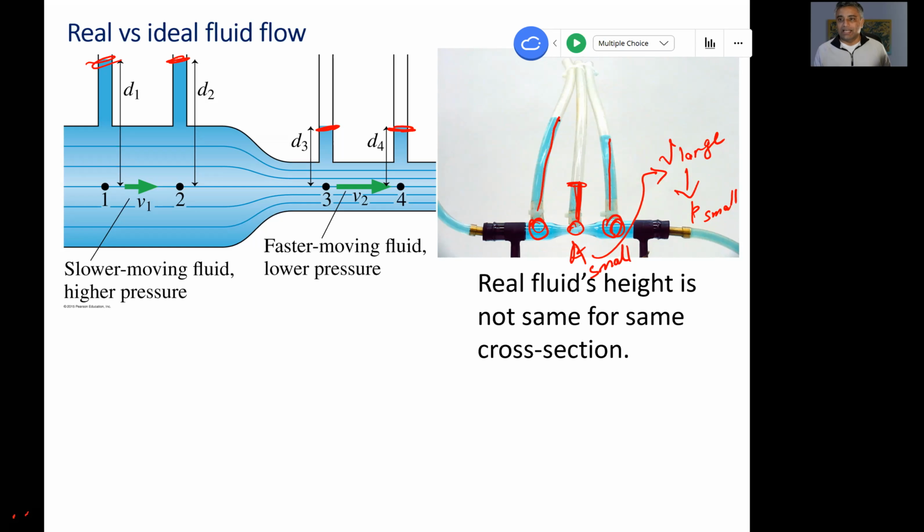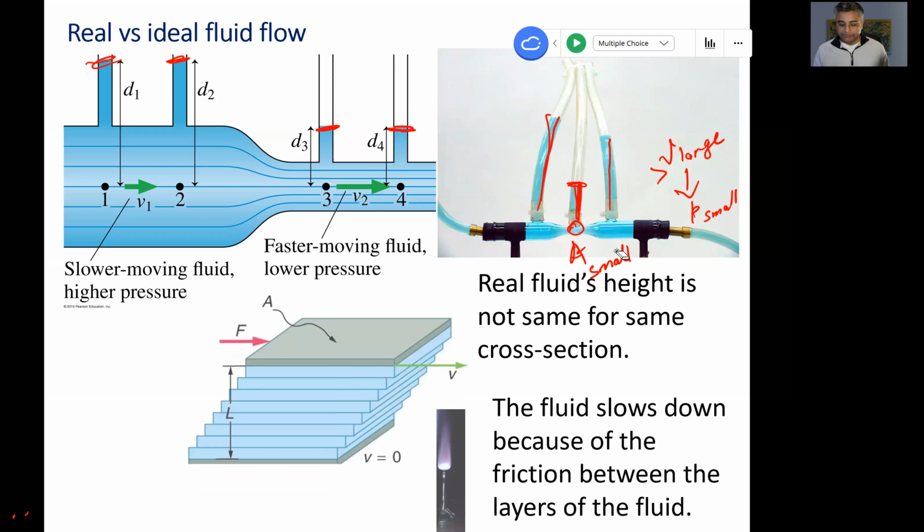So what is it telling us? It's telling us the pressure is different, because a different height means a different pressure. So why the pressure difference? Although A is the same, that means the speed must be different. So why is the speed different? Since the area is not different here versus here, it must be because of the friction, okay? So that's what we call viscosity, okay?